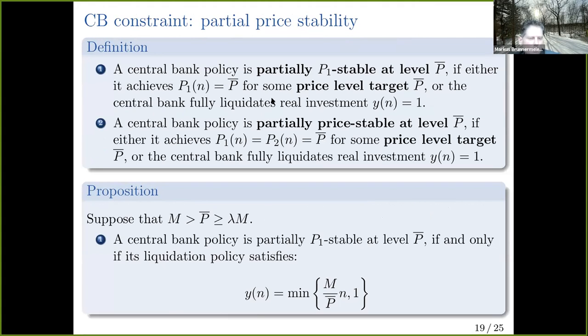A central bank policy is partially price stable at some level P bar if either the price level is at the goal or if the central bank is required to liquidate the entire asset.